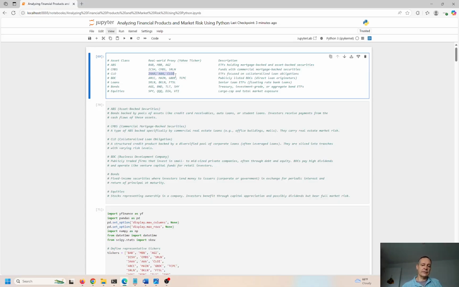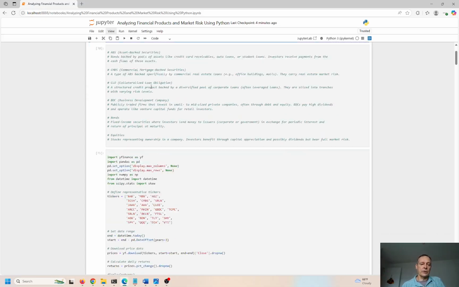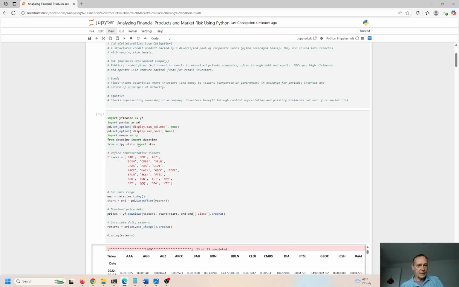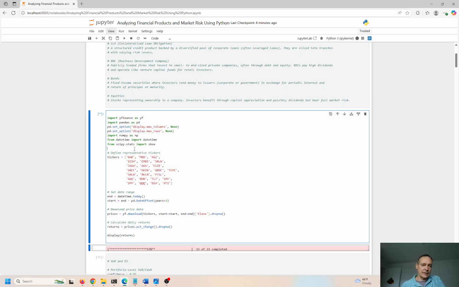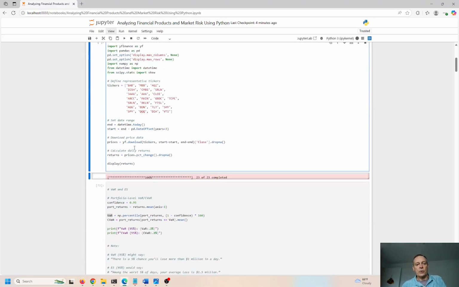And equities are basically just stocks. So these are corporate issued stocks. Think Amazon, Microsoft, Google, things like this, right? So we're going to go ahead and import data from Yahoo Finance. And again, these are not exactly stocks or bonds. These are proxies for stocks and bonds and BDCs and CLOs and ABSs and things like this, right? So I'm pulling in all the data from Yahoo Finance.